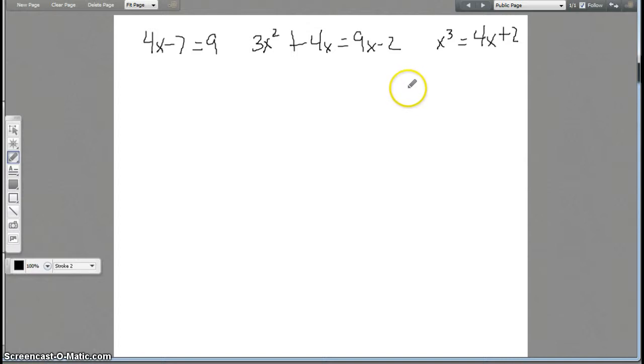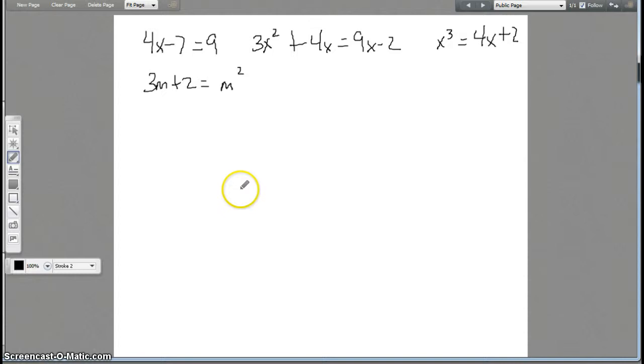In fact, these are all polynomial equations of just one variable. Notice x is the only variable you see in any of these. You could have 3m plus 2 equals m squared. That's also a polynomial equation in one variable. If you have two different variables, like x and y both in the same equation, then it's a polynomial of two variables. But right now we're just working on polynomials of one variable.